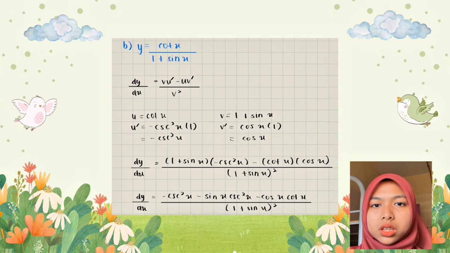After we differentiate them, we need to substitute into the formula dy dx equals v multiplied by u prime minus u multiplied by v prime over v squared. Then we will simplify them for the answer. The final answer will be negative cosecant squared x minus sin x cosecant squared x minus cos x cotangent x over (1 plus sin x) squared.